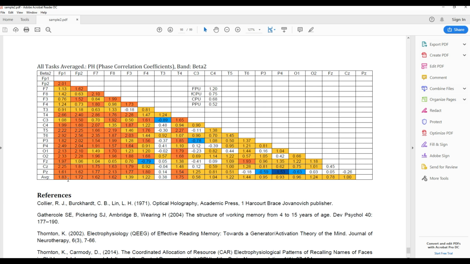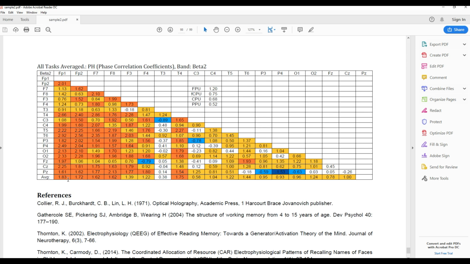If you are above 1.5 standard deviations in value, you get the orange. If you're between 0.5 and 1.5, you get yellow. If you're between minus 0.5 and plus 0.5, you get the white background. If you're between minus 0.5 and minus 1.5, you get the light blue. If you're below minus 1.5, you get the dark blue.